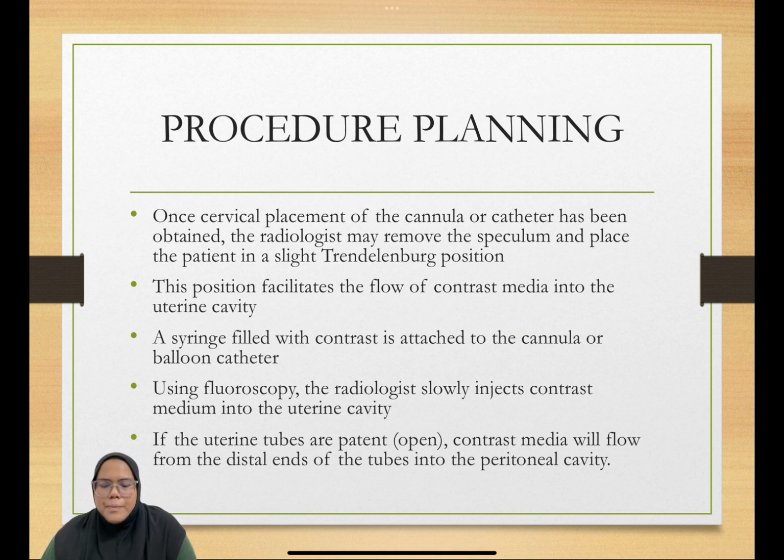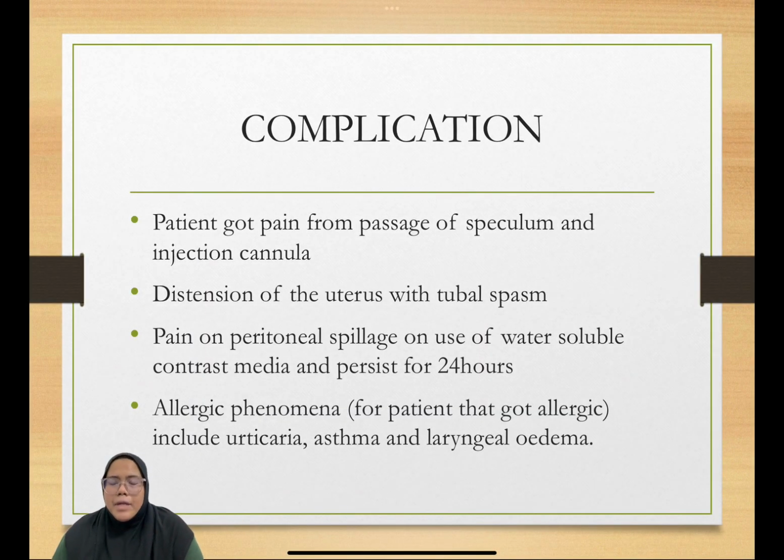Using fluoroscopy, the radiologist slowly injects the contrast media into the uterine cavity. If the uterine tubes are open, contrast media will flow from the distal ends of the tubes into the peritoneal cavity. There are many complications of doing the HSG procedure.